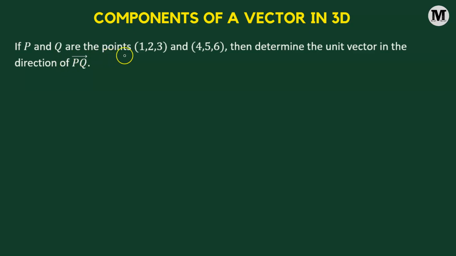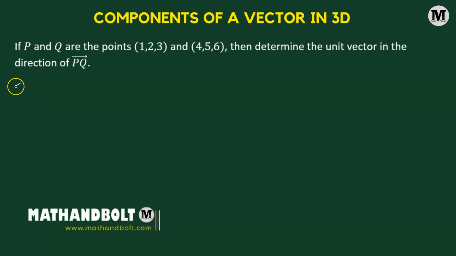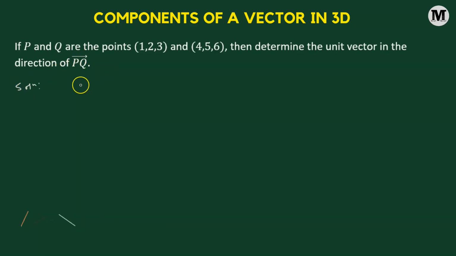If P and Q are the points having the coordinates (1, 2, 3) and (4, 5, 6), then determine the unit vector in the direction of PQ vector. Okay, let us begin. Now here we have the 2 points P and Q. First, let's determine the vector PQ.